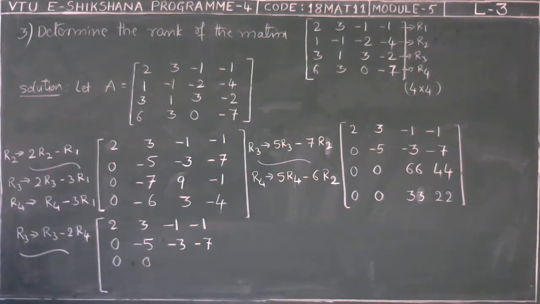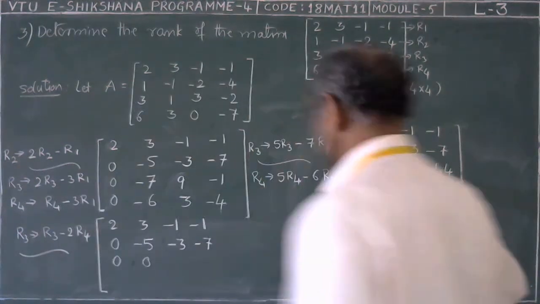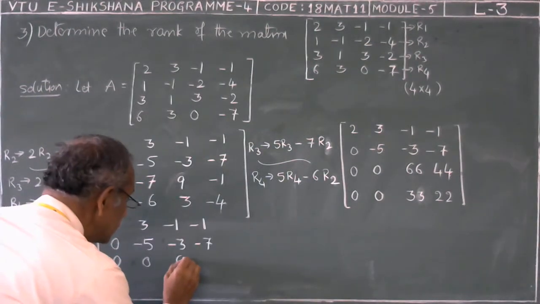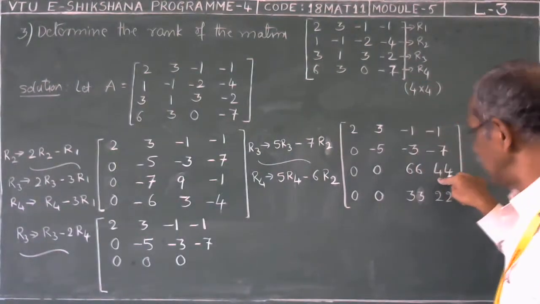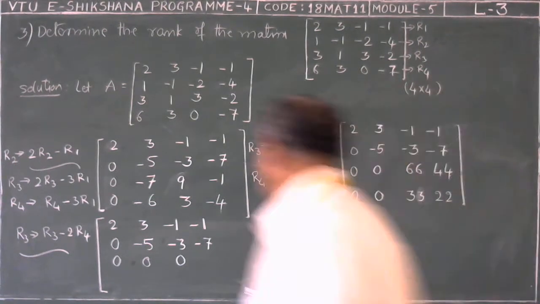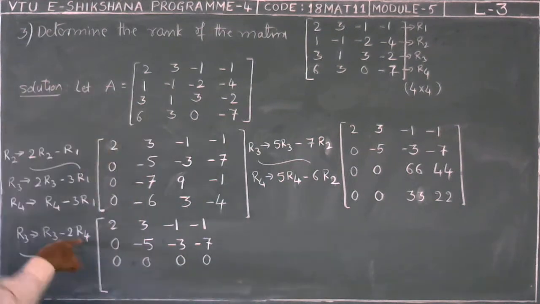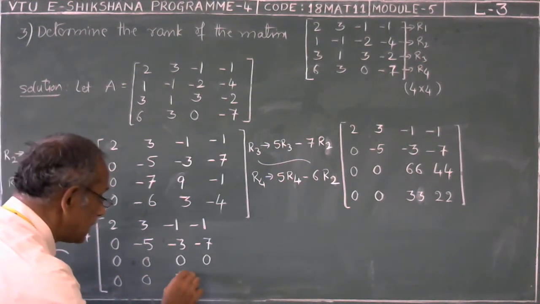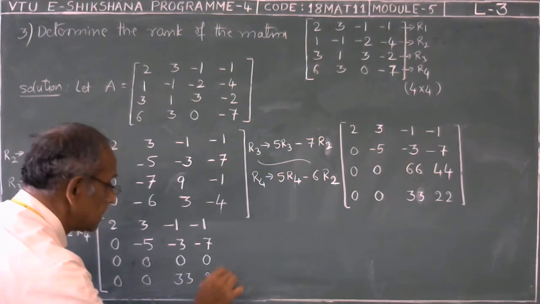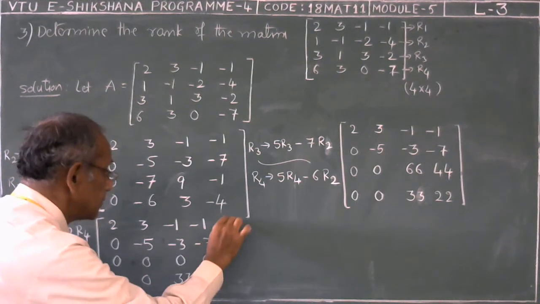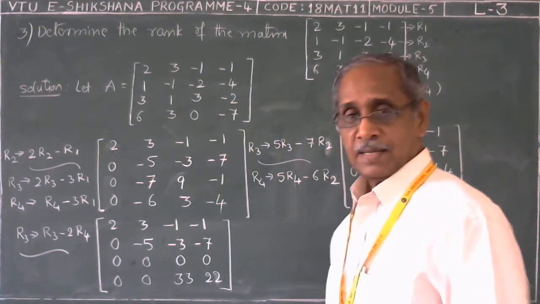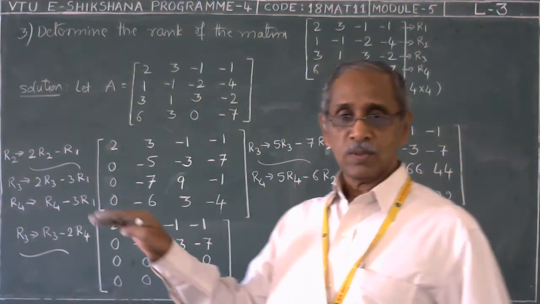0, 0. Now 66 minus 2 times 33, 66 minus 66, 0. Again, 44 minus 2 times 22, 44 minus 44 is 0. So R4 is being used to make changes in R3. So this will not change. So this row will remain as it is: 0, 0, 33, and 22. Okay.